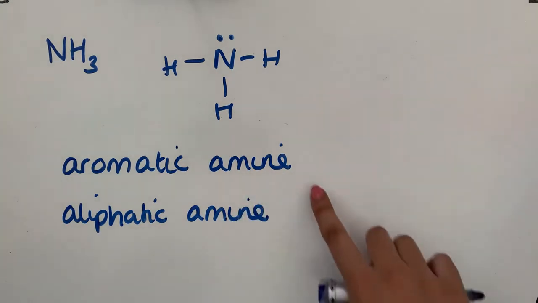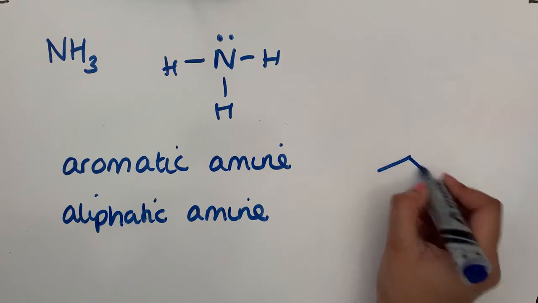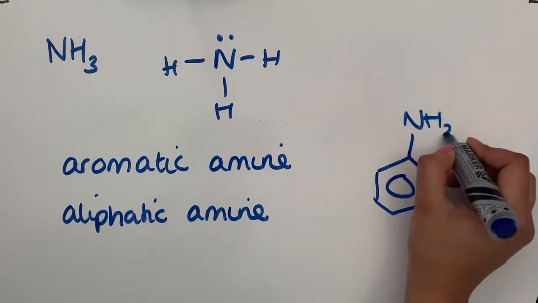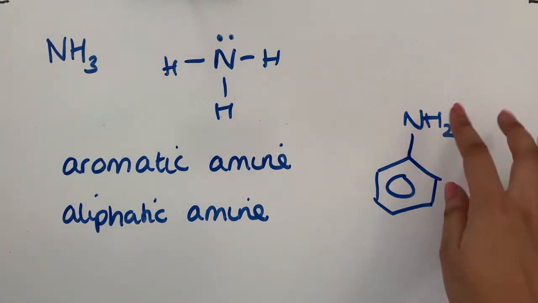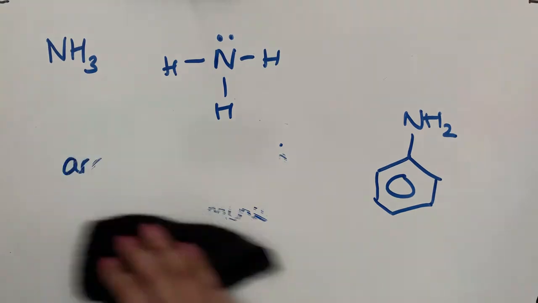We have looked at examples of aromatic amines before. The one that we've done is this compound here, which is phenylamine. Phenylamine is an example of an aromatic amine where the nitrogen in the amine is bonded directly to a benzene ring. Okay, right, moving on.